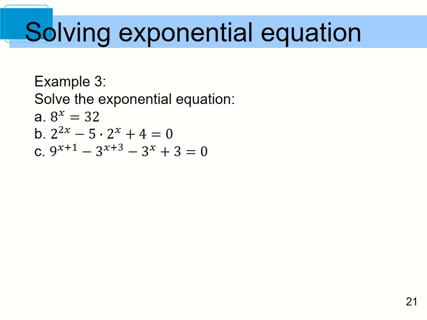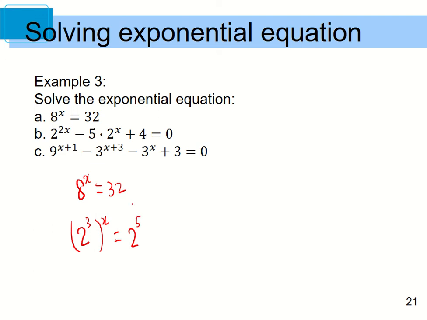Now let's solve this example 3 using the 2 approaches we discussed just now. First we have 8 to the power of x equals 32. How to solve this? First we try to make the base equal, or we try to make the exponent equal. We know that 8 is 2 to the power of 3, and 32 is actually 2 to the power of 5.